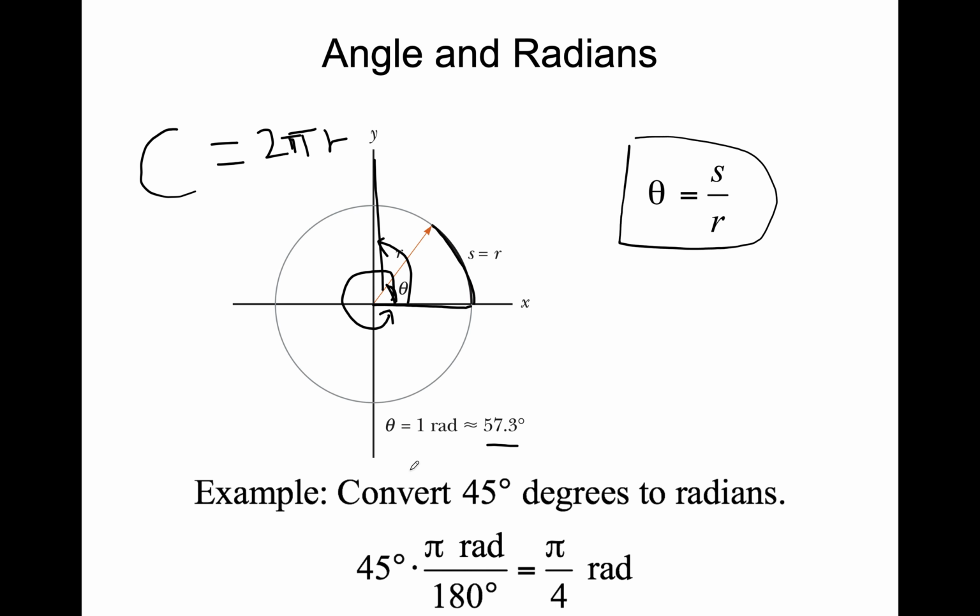So we can do unit conversion now. 45 degrees is pi over 4 radians. So what is 1 radian? Because we know pi over 4 radians equals 45 degrees.